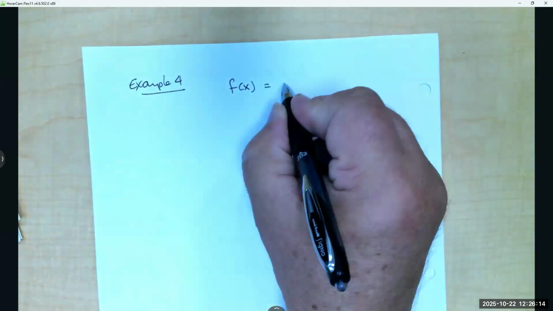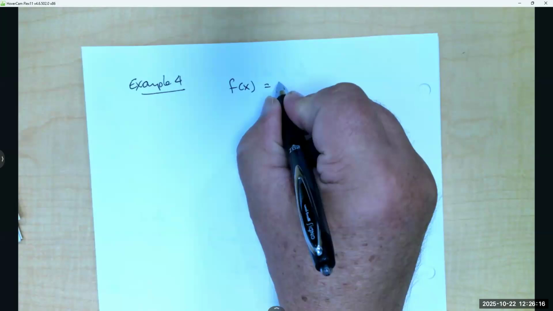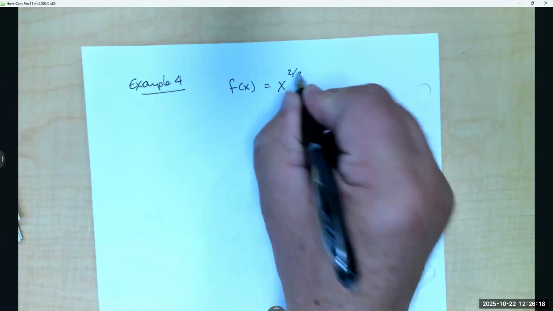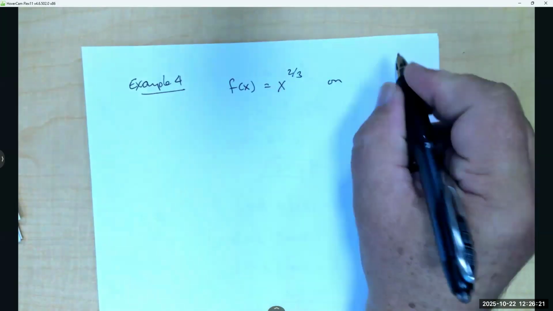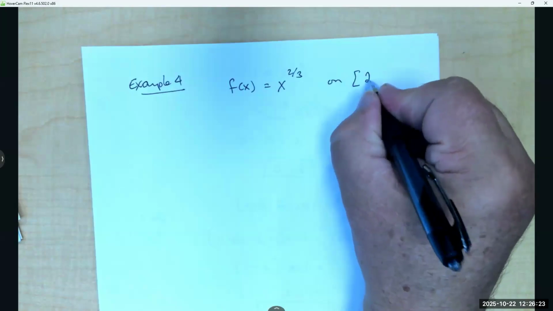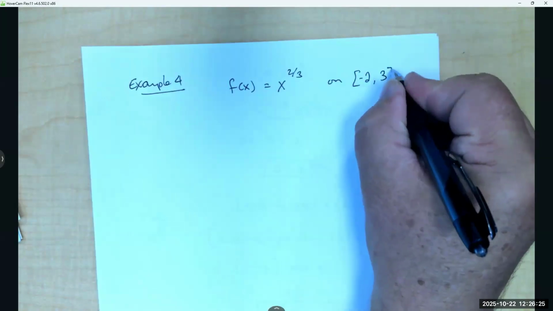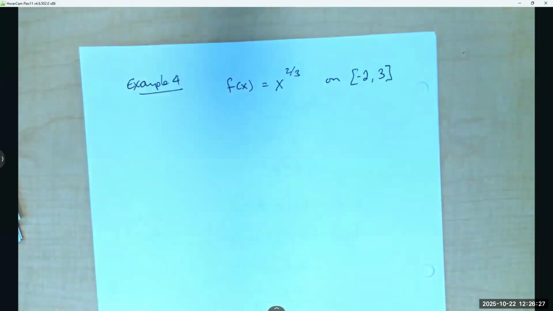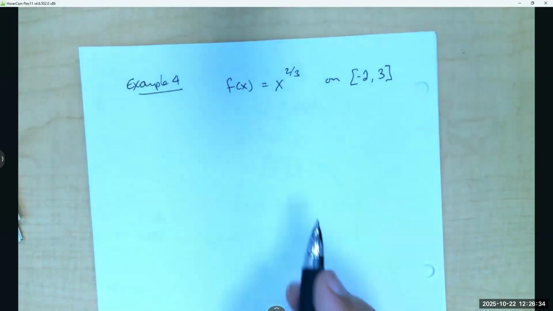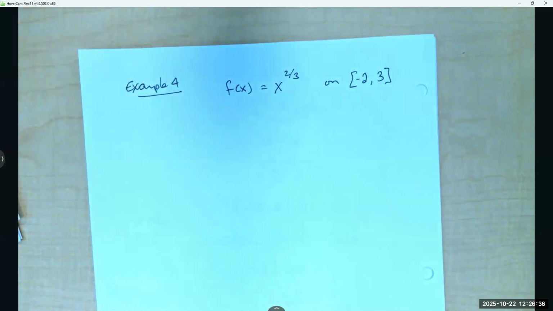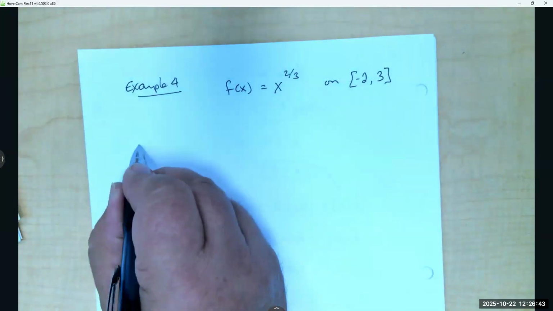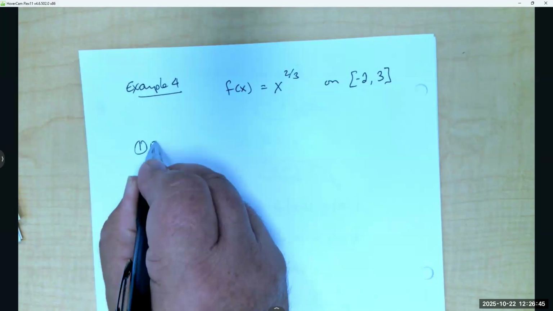Find the extreme values of x to the power 2/3 on the interval -2, 3. So what are my first values to test? -2 and 3. So the endpoints.